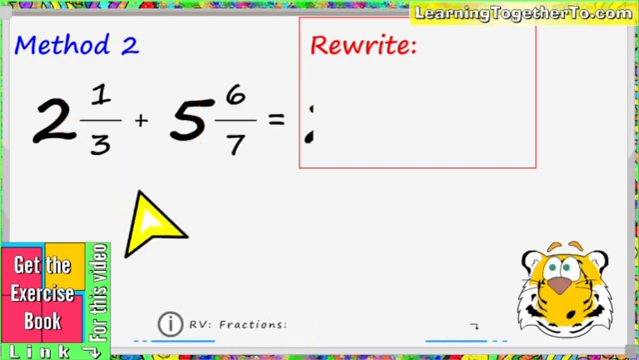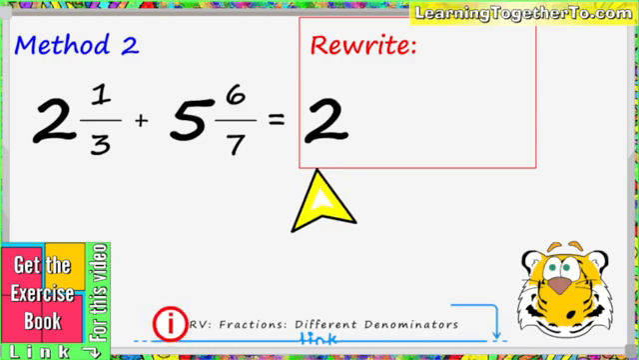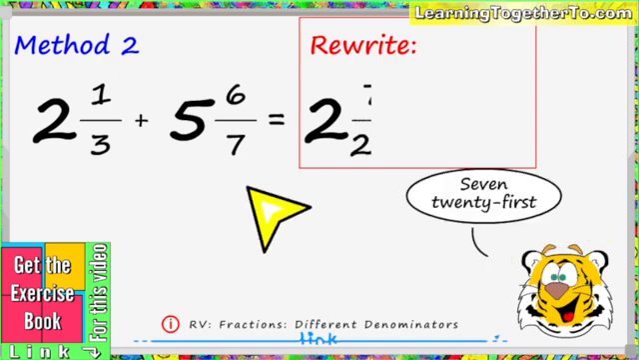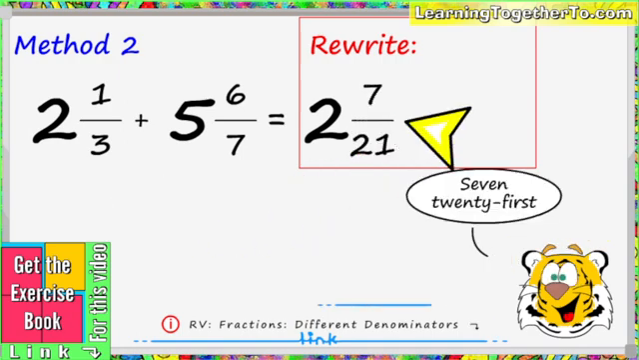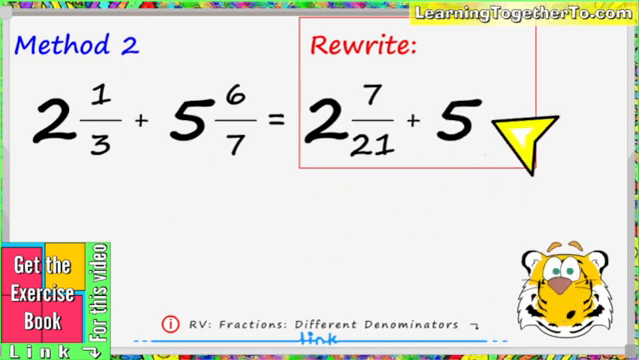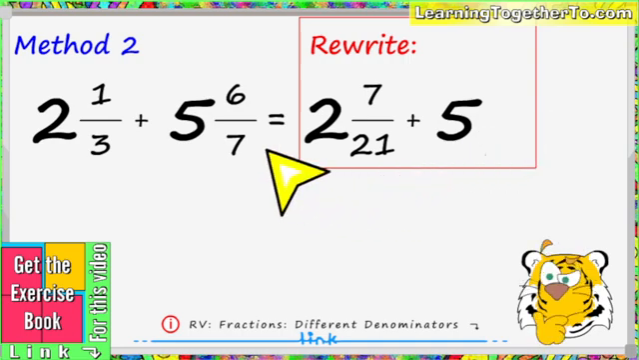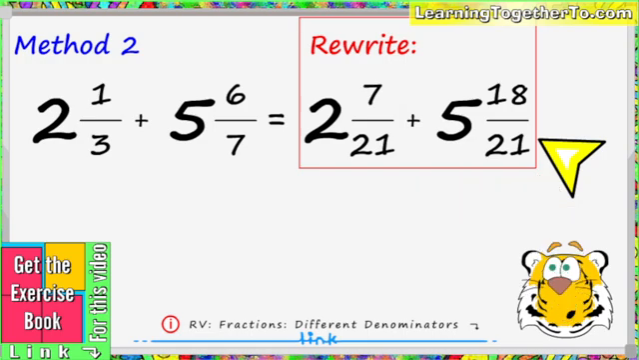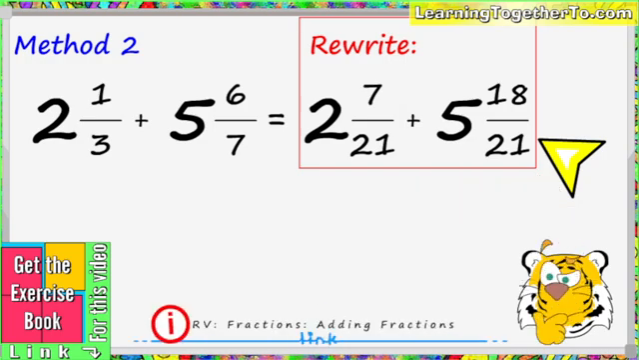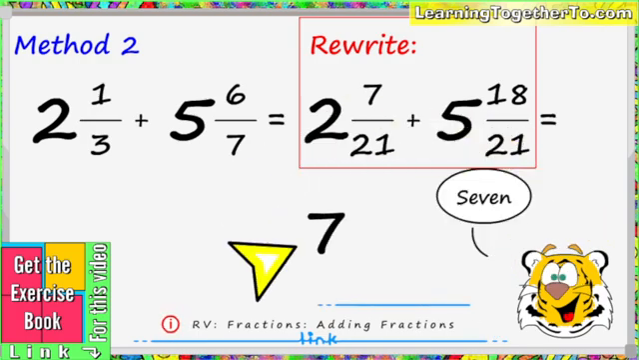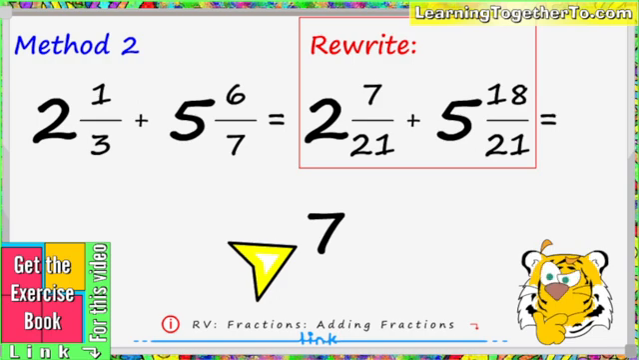Tim, the whole number stays the same. Now let's rewrite 1/3 as 7 21st. Very good, Tim. The whole number in the second fraction also stays the same. Let's rewrite 6/7 as 18 21st. Great job, Tim. Tim, let's add the whole numbers. 2 plus 5 is equal to 7. Nicely done, Tim. Now let's add the proper fractions.